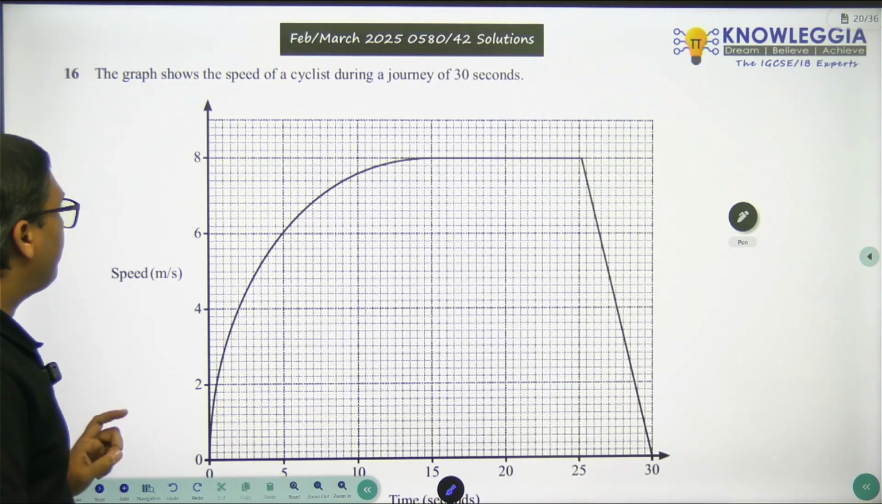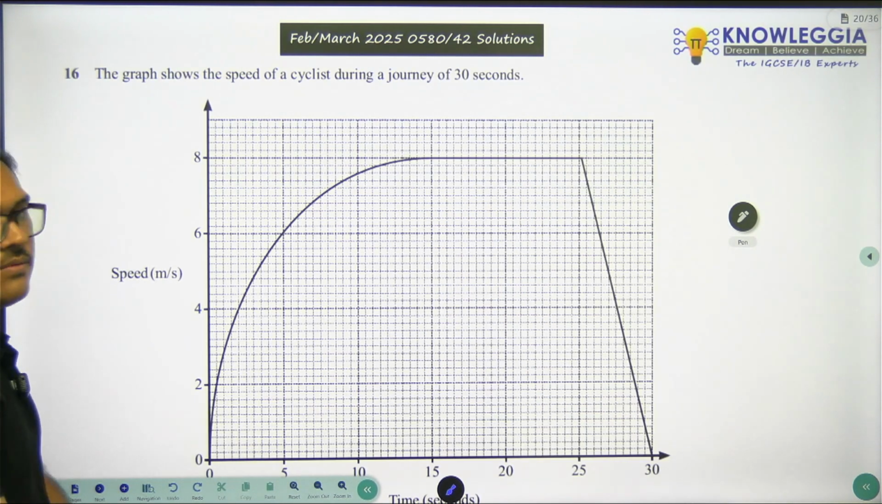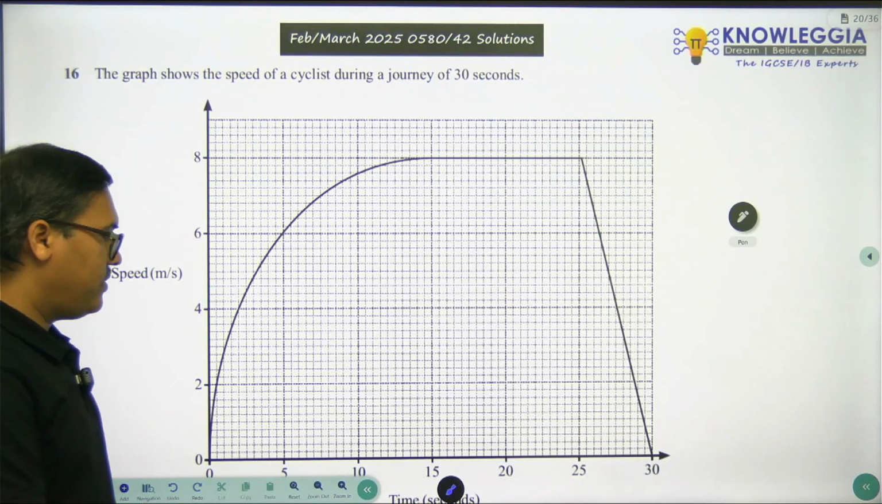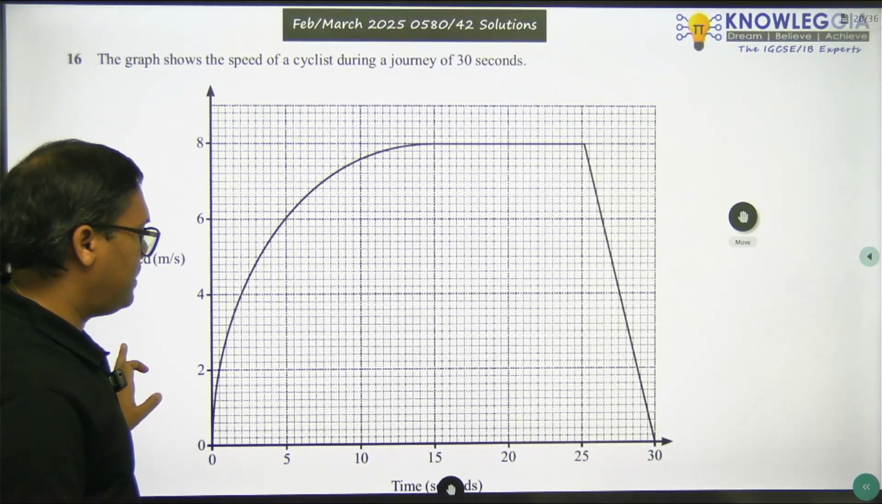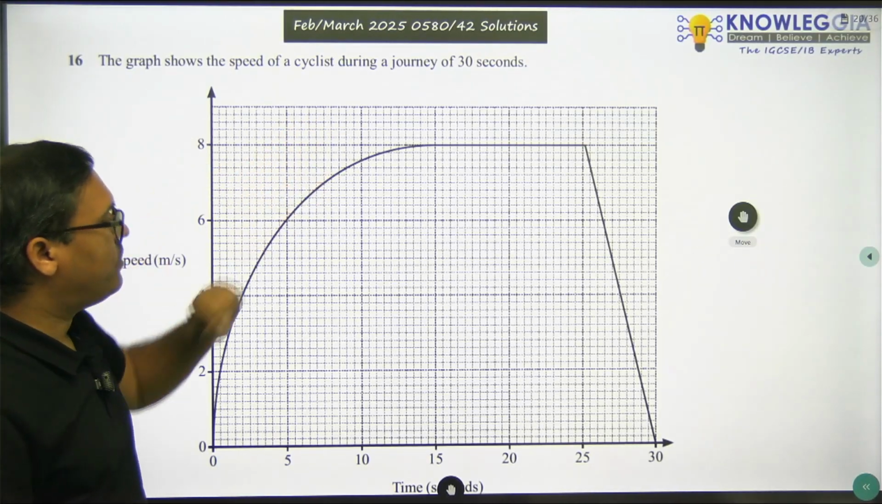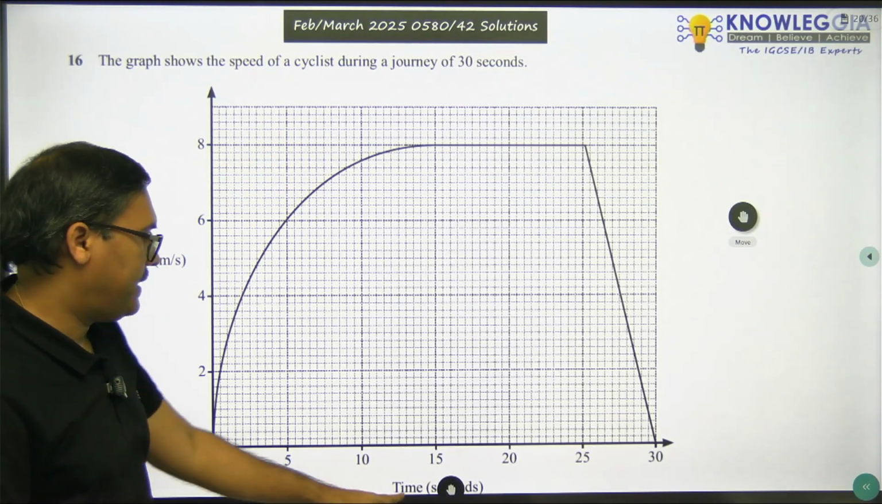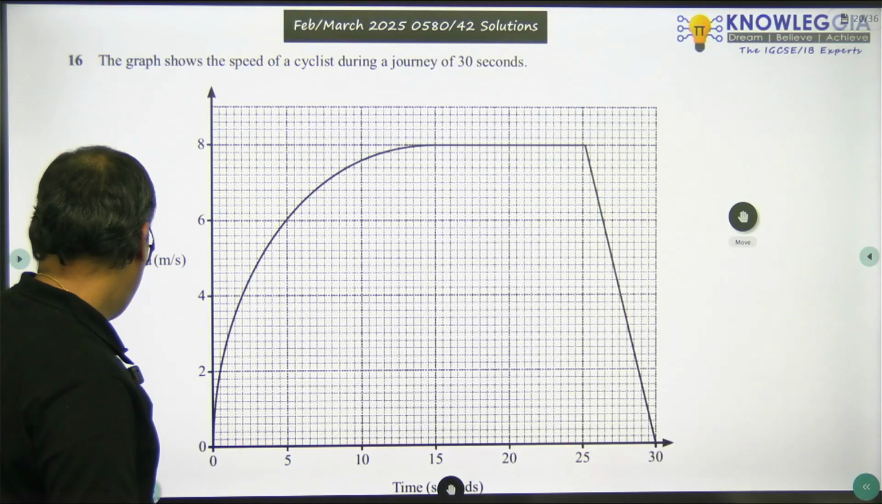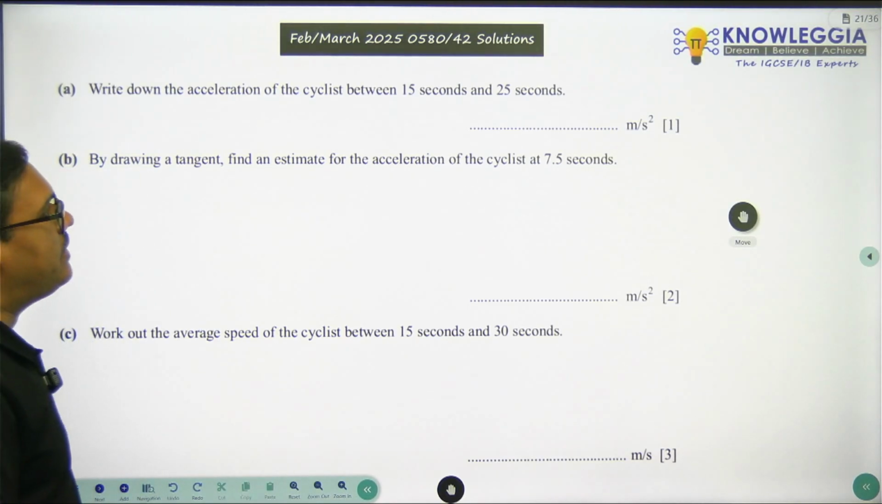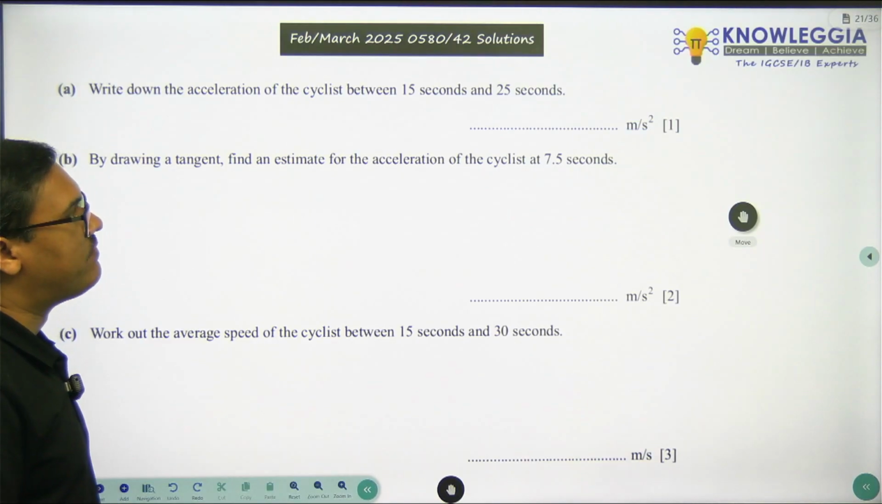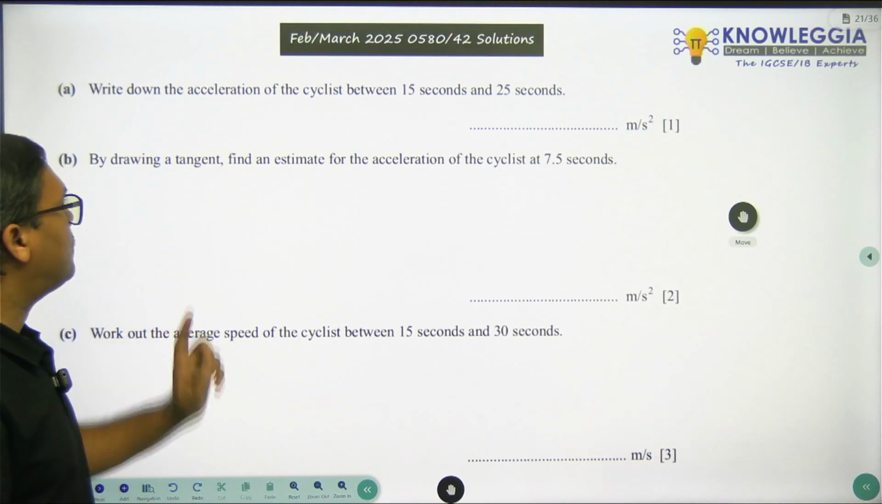Okay, now the question on speed time graphs. This is a speed time graph which is shown to you here. You can see this is for 30 seconds, speed and time in seconds. So let's see the question. Write down the acceleration of the cyclist between 15 seconds and 25 seconds.